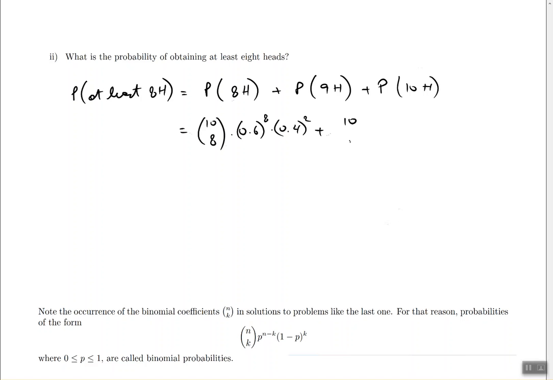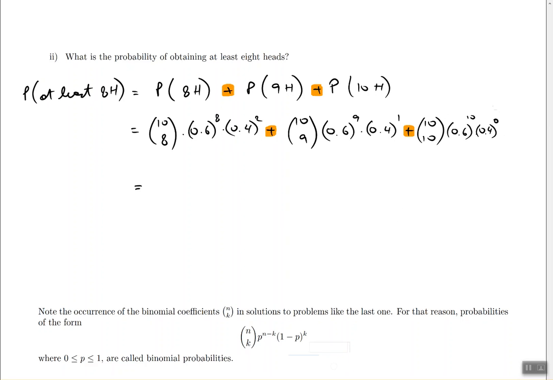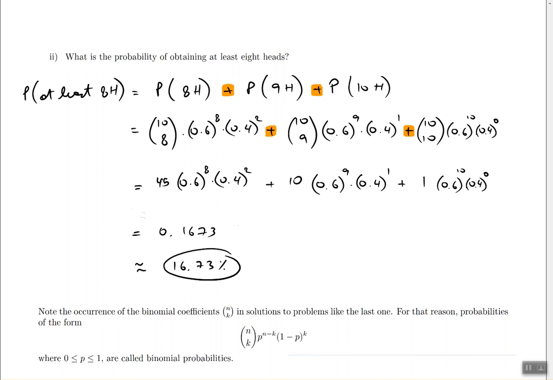Now we need 10 tosses, and 9 of them should be heads, and that happens with the probability of 0.6 to the power of 9 times 0.4 to the power of 1, because 1 toss is tails. And finally, the last remaining one, 10 choose 10, and then 0.6 to the power of 10 times 0.4 to the power of 0. So this leads to the following answer. The total there is 16.73%.